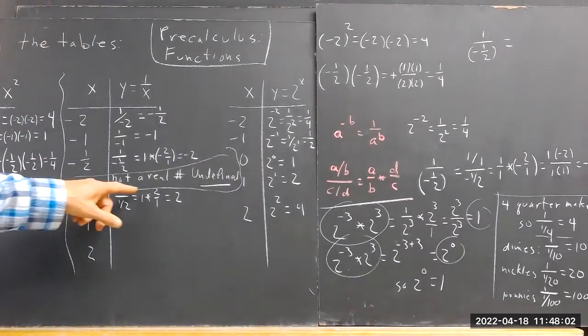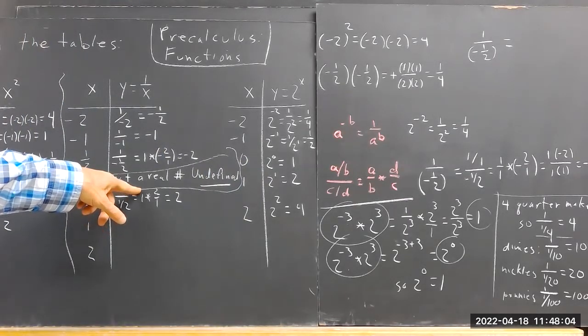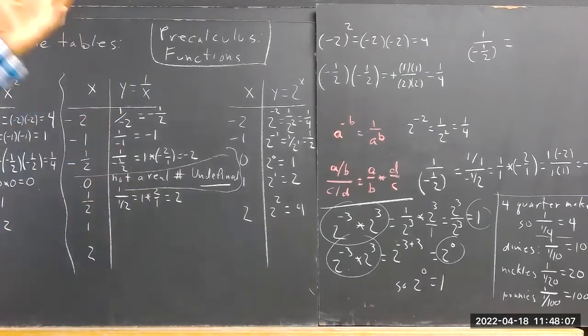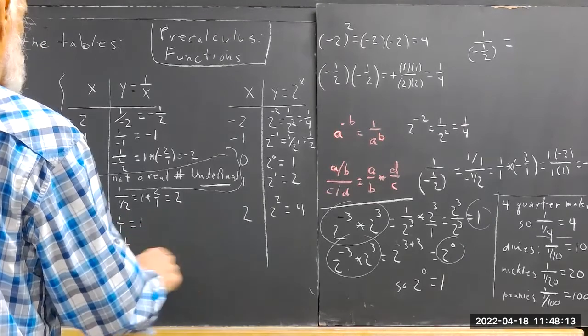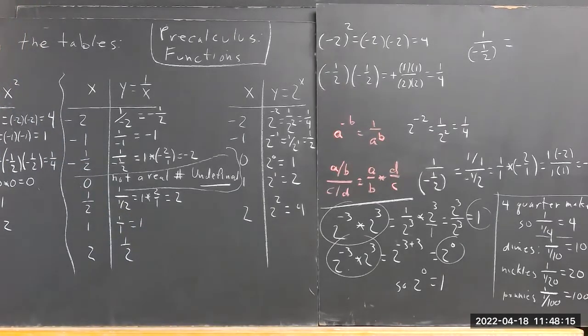So we're not going to attempt to put that on our graph. It approaches infinity. Okay, and then of course we get 1 over 1, which is 1, and 1 over 2, which is just what it is. Okay. Well, those are the numbers on our 3 tables.